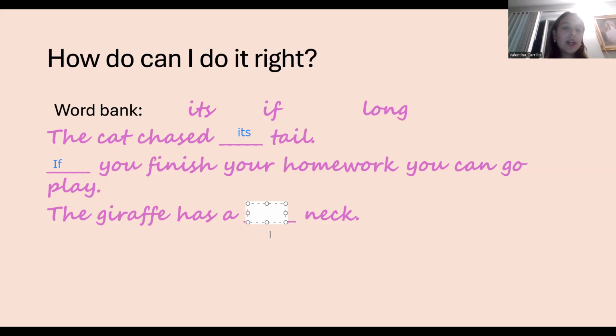No, because the word if is referring to something that will have a cause and effect. For example, in the last sentence. So let's see, the giraffe has a long neck. Well, using common sense, you know that a giraffe is an animal that has a very long neck. So in this sentence, it would sound right if we use the word long. The giraffe has a long neck. Okay, so is everyone with me? Is everyone understanding? Okay, moving on.